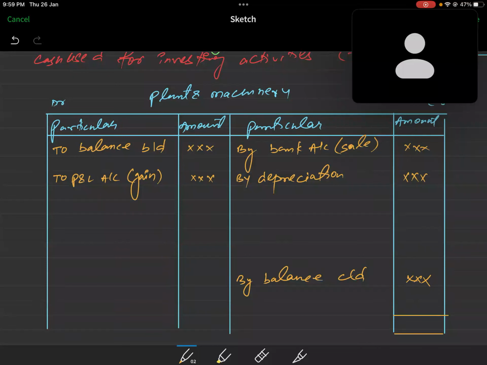But the opposite situation may also arise, right? Wherein we have sold the machine having a book value of 30,000, but we just sold that machine at a price of, for example, 25,000. So in that case, we will be suffering a loss, and that loss will be recorded on the credit side by the name of profit and loss account. Do you understand that?